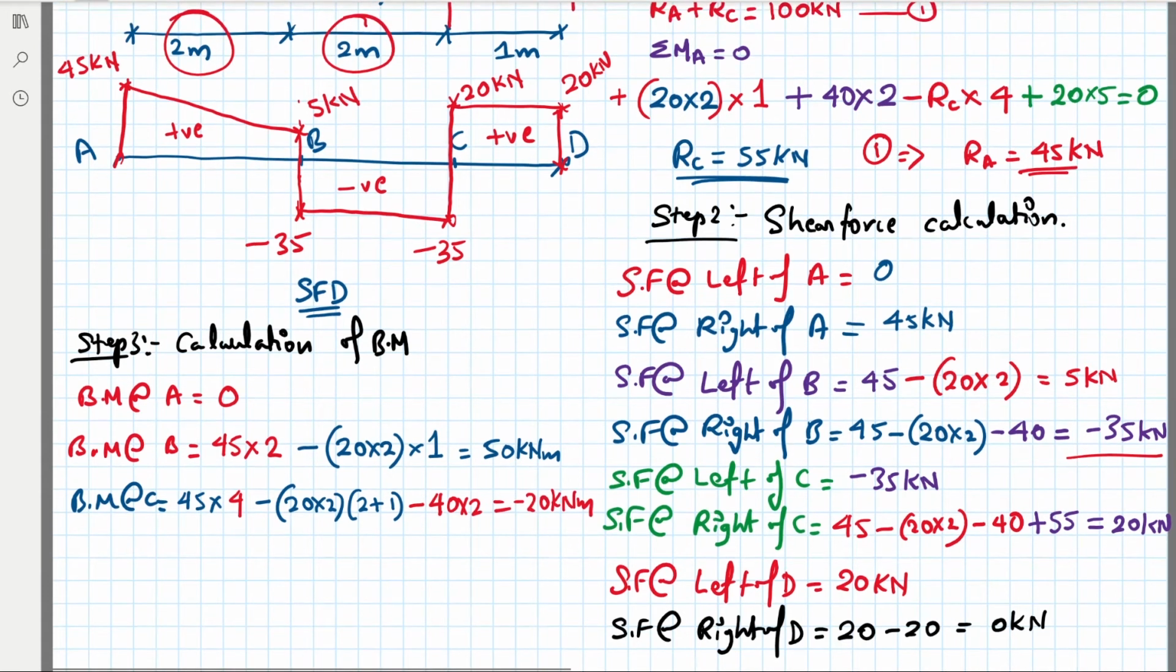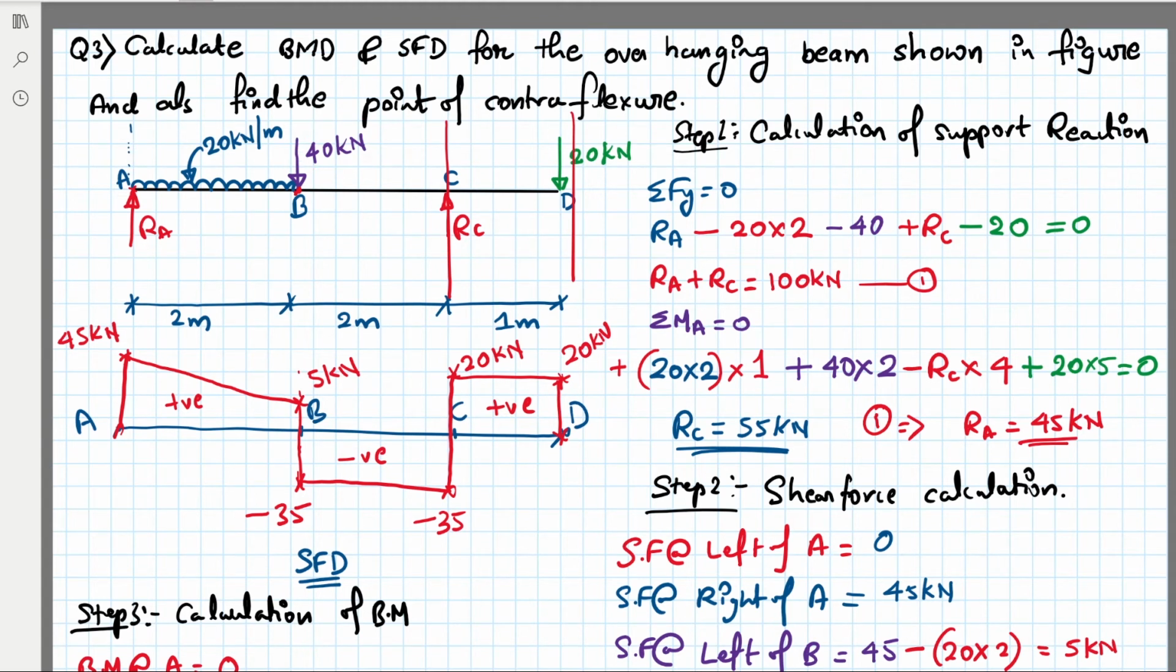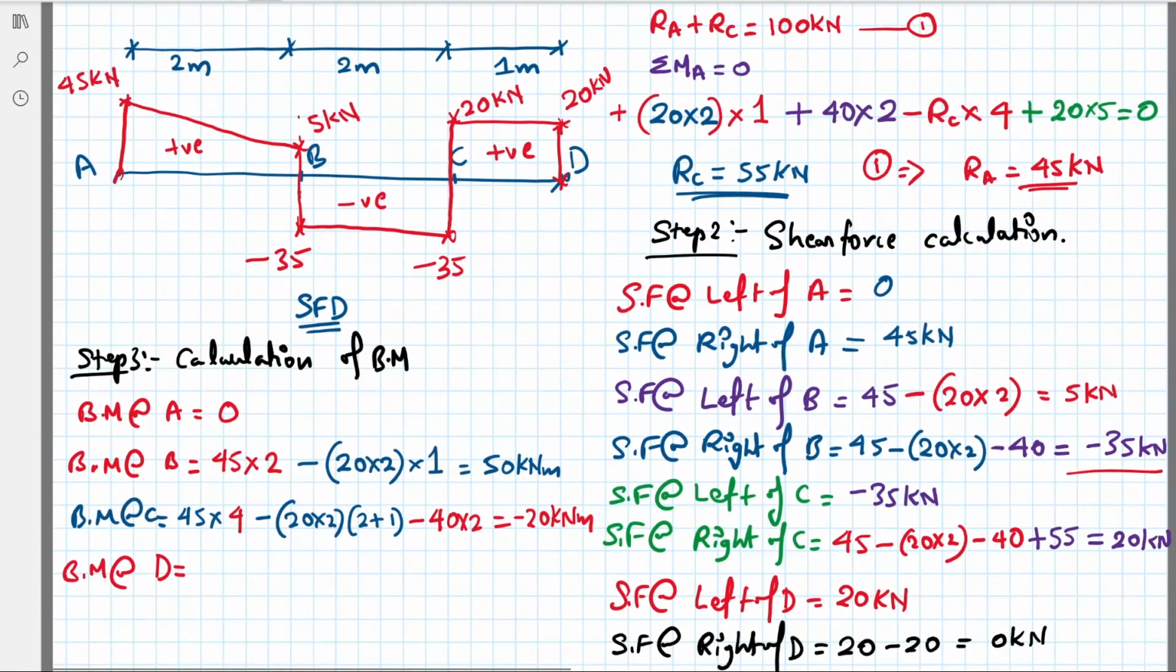So finally, I am going to calculate bending moment at D. For that, RA is going to rotate about point D, then UDL is going to rotate about point D, then 40 kilonewton is going to contribute to the rotation, then RC is going to rotate about point D. So I'm going to start with RA. RA value is 45 kilonewton.